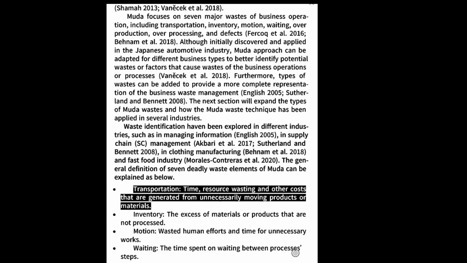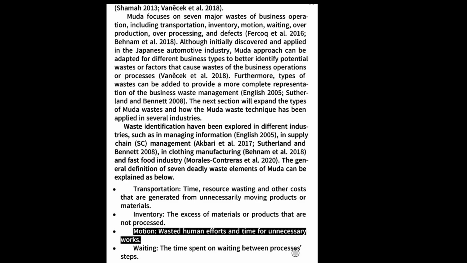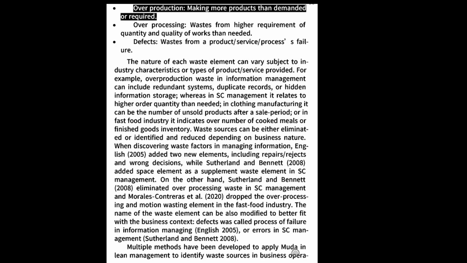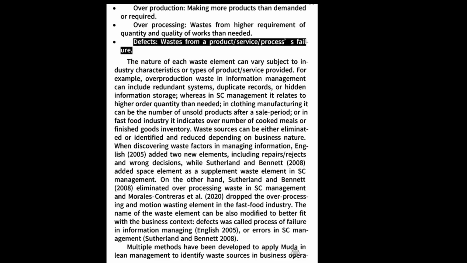The general definition of the 7 deadly waste elements of MUDA can be explained as below. Transportation: time, resource wasting and other costs that are generated from unnecessarily moving products or materials. Inventory: the excess of materials or products that are not processed. Motion: wasted human efforts and time for unnecessary works. Waiting: the time spent on waiting between process steps. Overproduction: making more products than demand or required. Overprocessing: wastes from higher requirement of quantity and quality of works than needed. Defects: wastes from a product, service, process's failure.